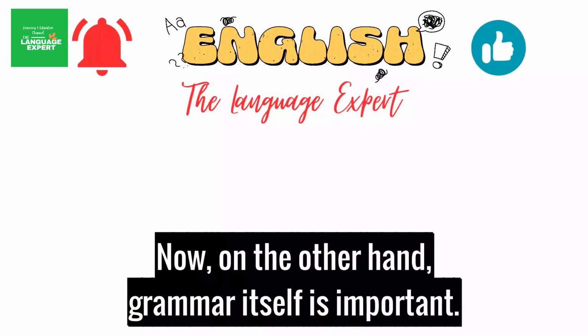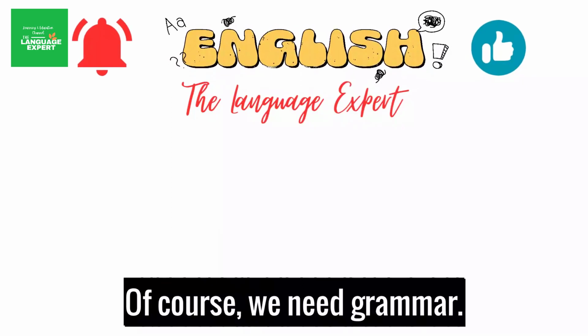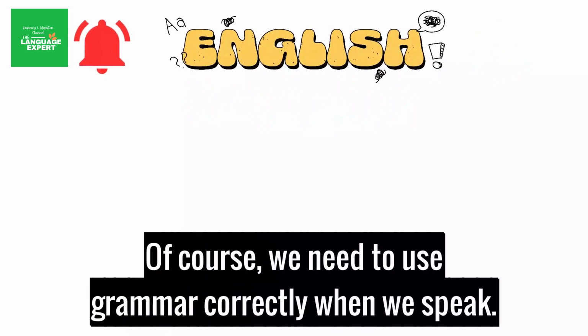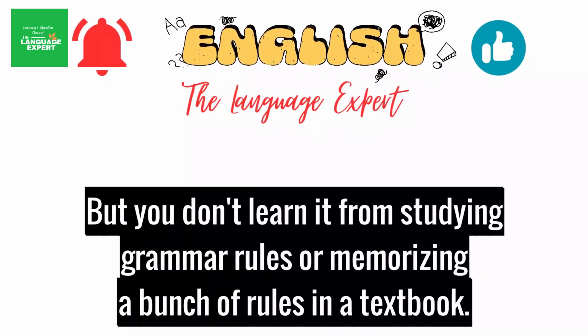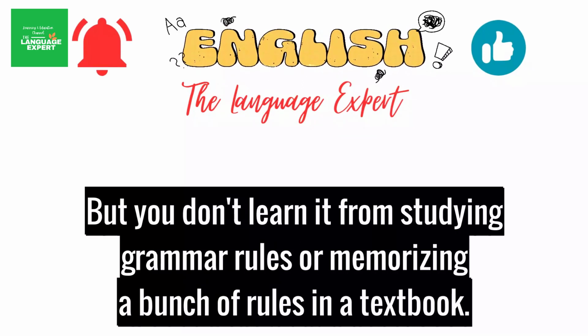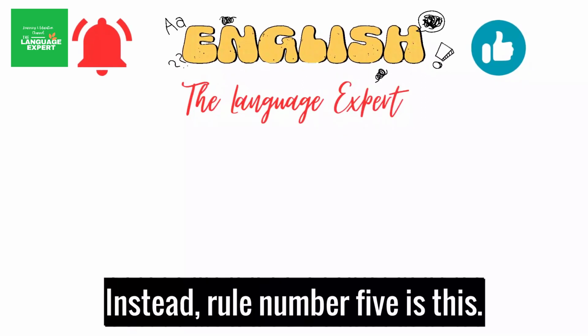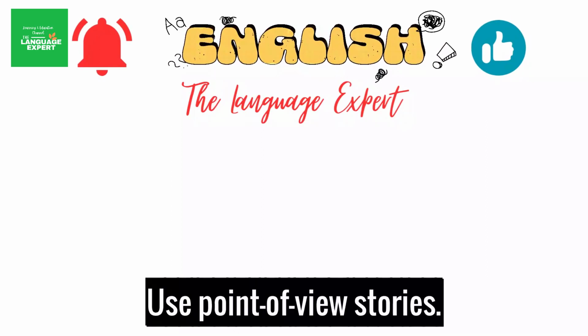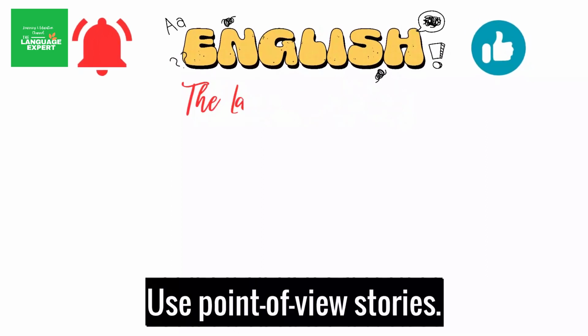Now, on the other hand, grammar itself is important. Of course we need grammar. Of course we need to use grammar correctly when we speak. But you don't learn it from studying grammar rules or memorizing a bunch of rules in a textbook. Instead, rule number 5 is this: use point of view stories.